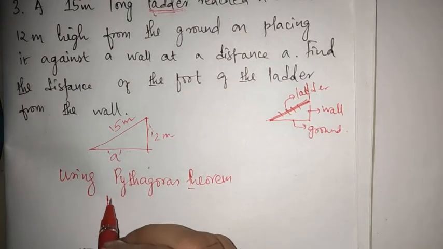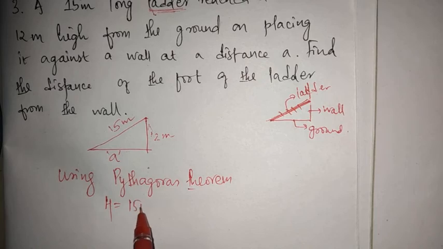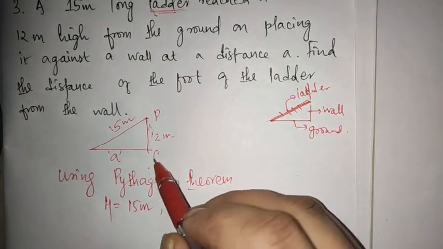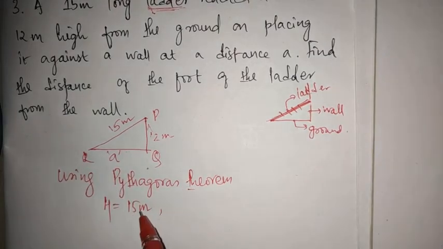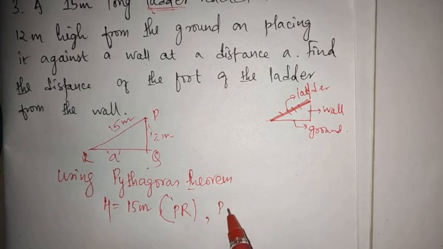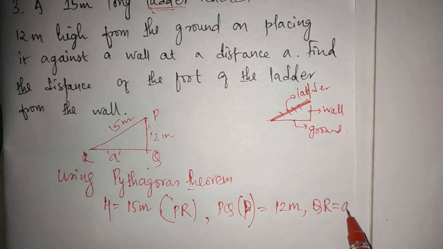From the given figure we can easily say that the hypotenuse is 15 meters. You can name the triangle PQR. So your H is 15 meters, that means the hypotenuse, which is side PR. PQ means your height or perpendicular, which is 12 meters. Now QR is A, which is your base, small b or capital B, whatever you want to put.